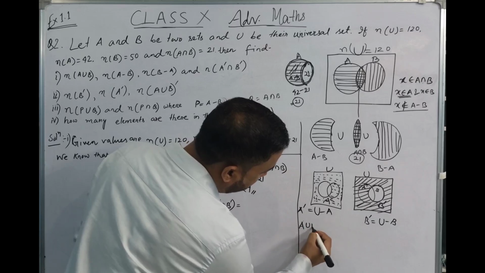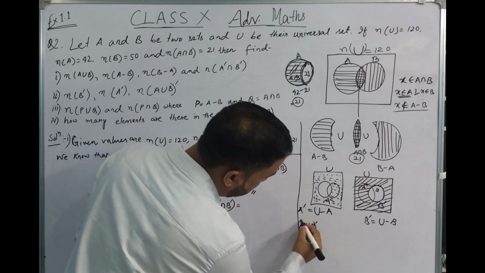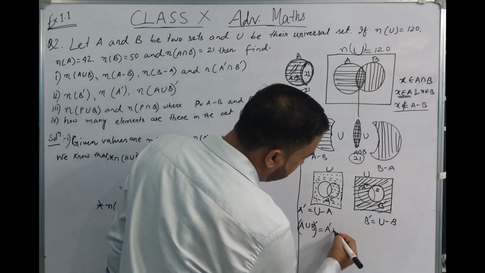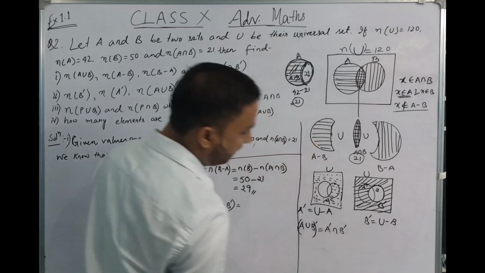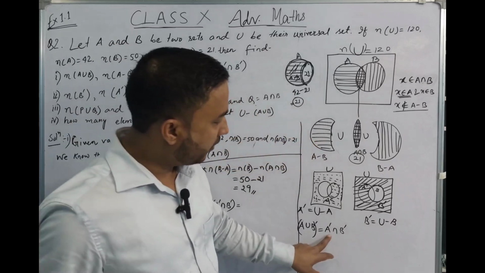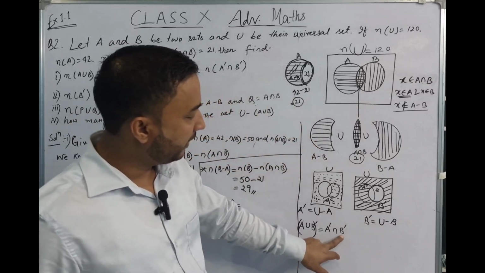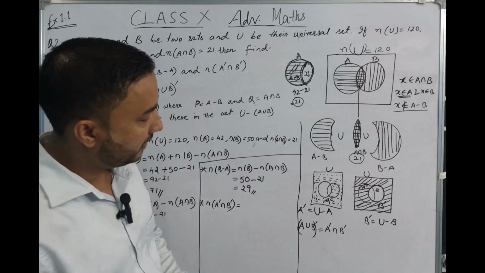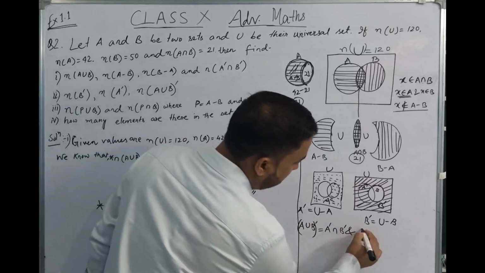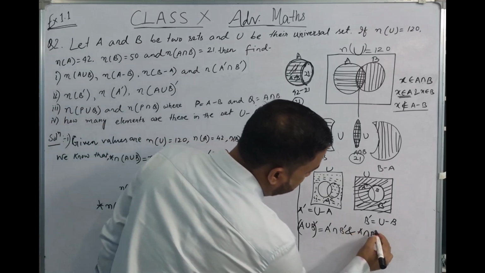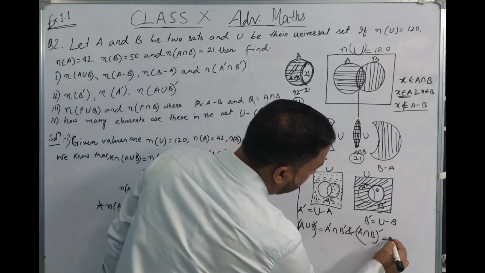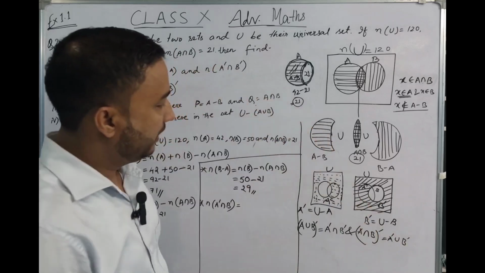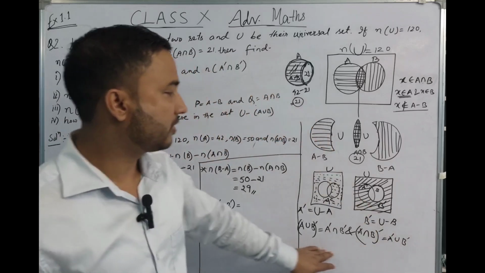if A union B complement, then it will be equal to what? A complement intersection B complement. That means A complement intersection B complement is equal to A union B complement, and A intersection B complement will be equal to A complement union B complement. This is known as De Morgan's law.